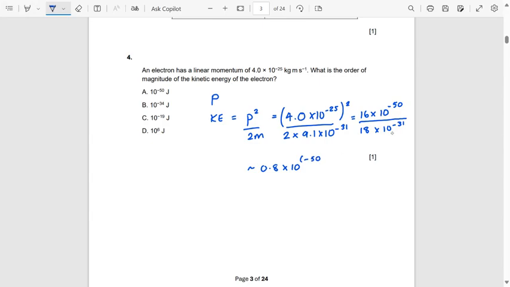minus plus 31. You could put that in your calculator if you're uncomfortable, which is 0.8 times 10 to the minus 19. And what were we actually trying to find? Let's give it a unit, joules. So it is C.